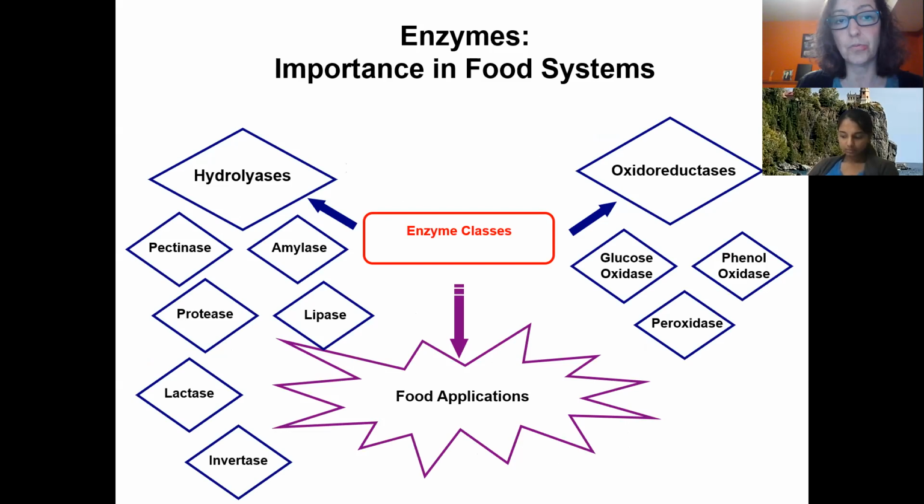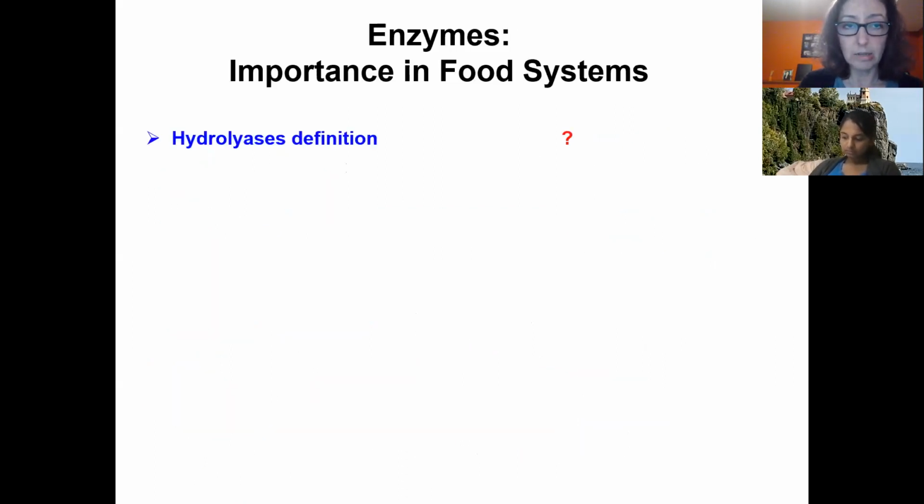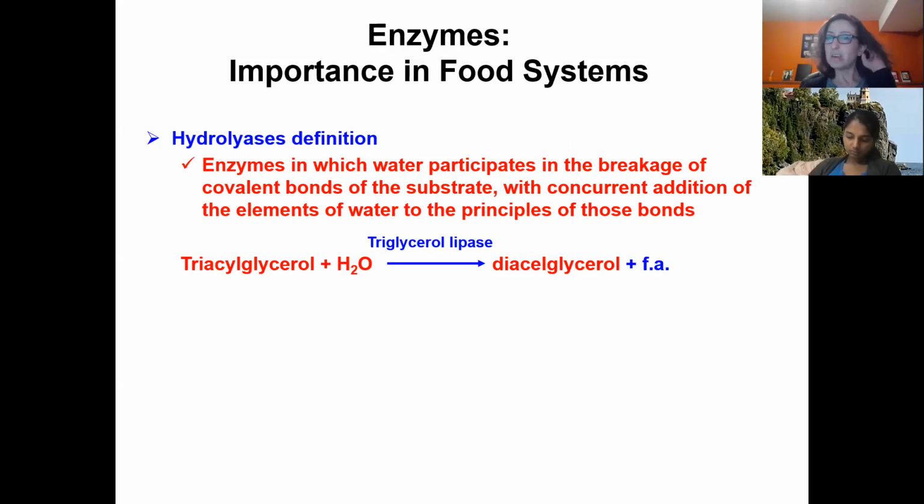The last section of the enzymes is really looking at two main categories that are influential in food space. We have the hydrolases and we have the oxidoreductases. So we're going to talk a little bit about hydrolases, examples here, and applications in food, and then oxidoreductases. So hydrolases, what's the definition? The definition of a hydrolase is where water is a part of the reaction. You use water and the enzyme, and the components of water get taken up in the reaction.